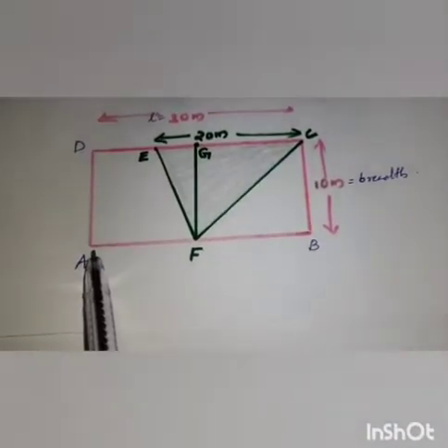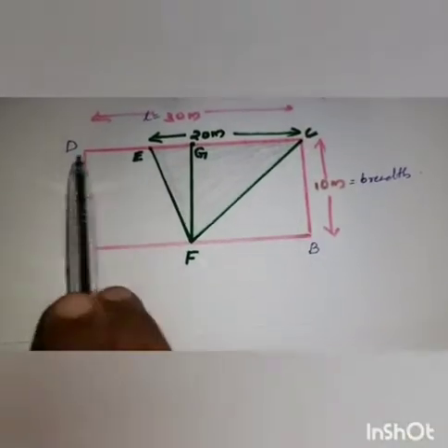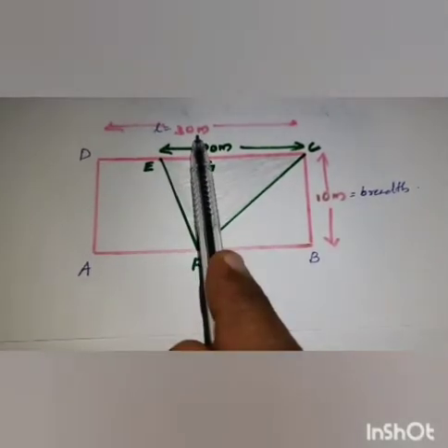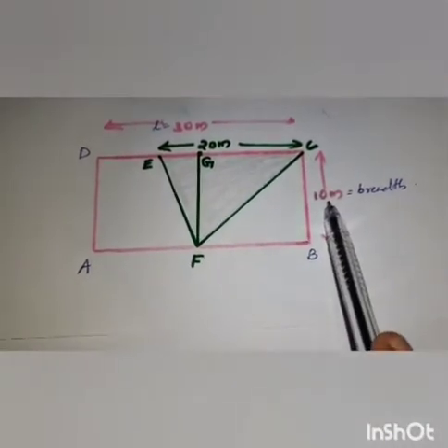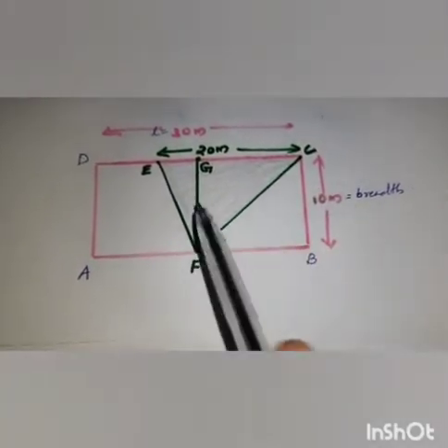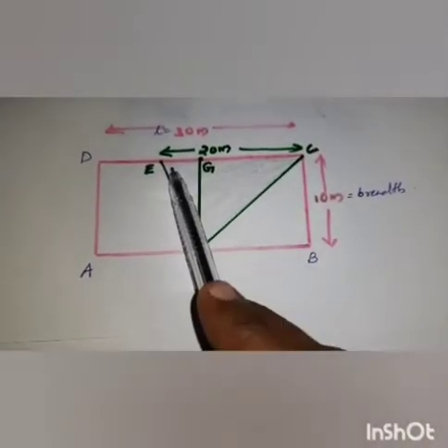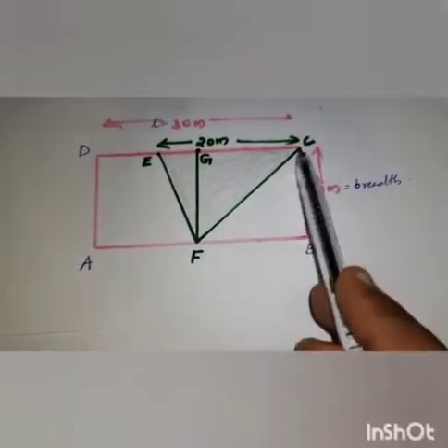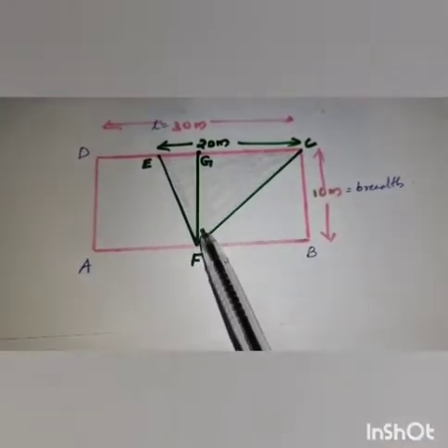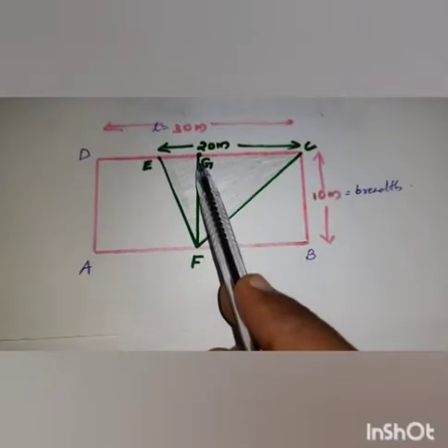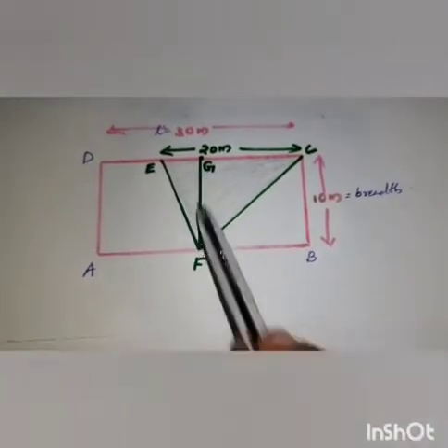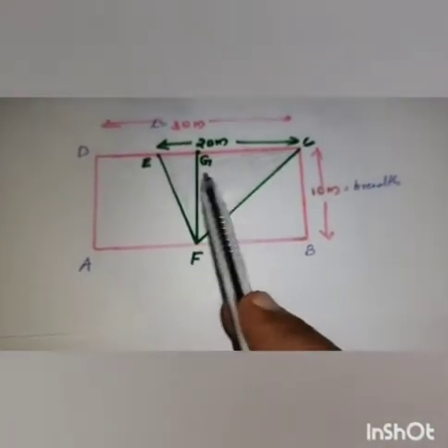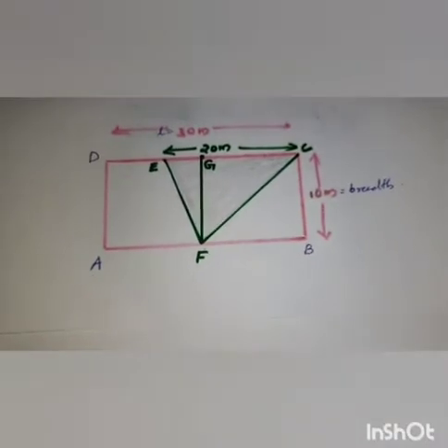So give the name of the rectangular plot as A, B, C, D. A, B, C, D is the rectangular plot with the length 30 meter and width 10 meter. This is the triangular shaped planting area, triangle CEF. We have to find out the area. So to find out the area, what we have to do? First you have to draw a perpendicular FG. Then you can easily find out the area of the shaded portion.